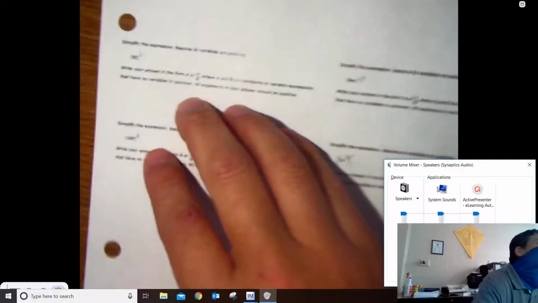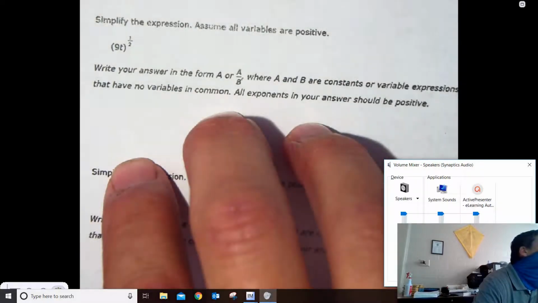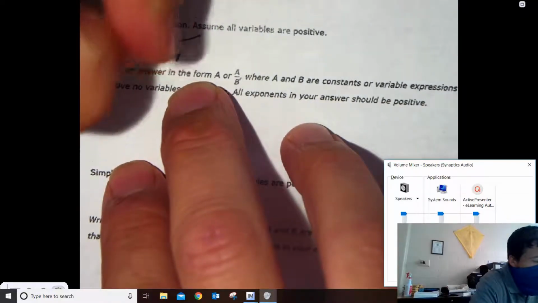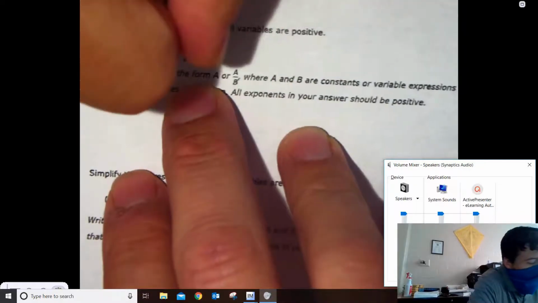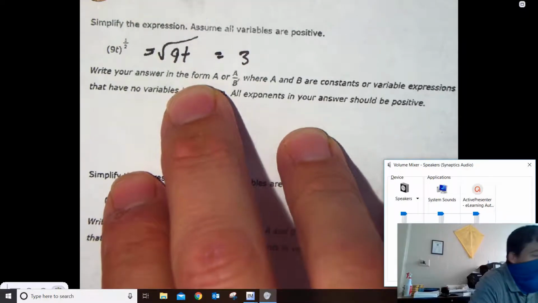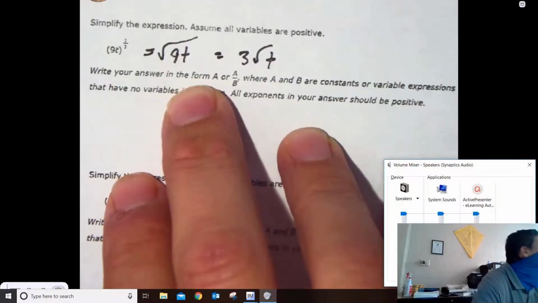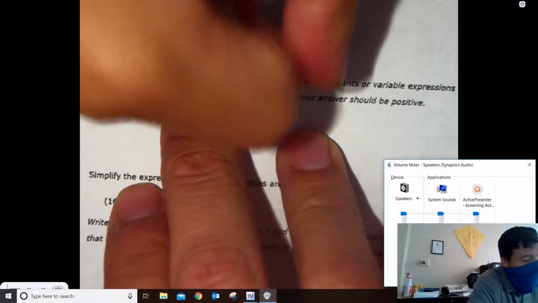That is a 9t to the 1/2 power. 1/2 power, what root is that? That's a square root. It's really the square root of 9t. You better know what square root of 9 is. 3, yeah. Can you take the square root of just t? Now, IXL is not going to want to see radicals on this section. I was just showing you that so you'd remember that's a square root. That's all it is. So you'd say 3t to the 1/2.